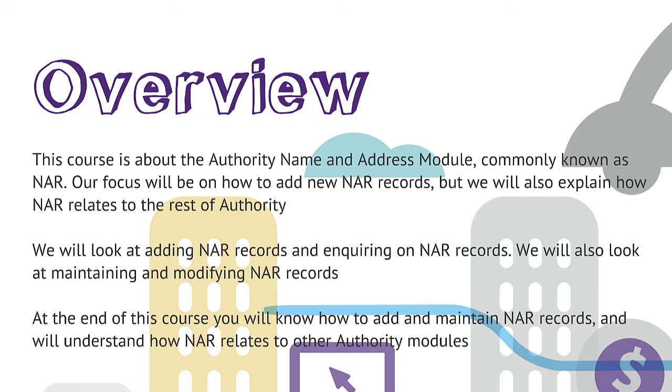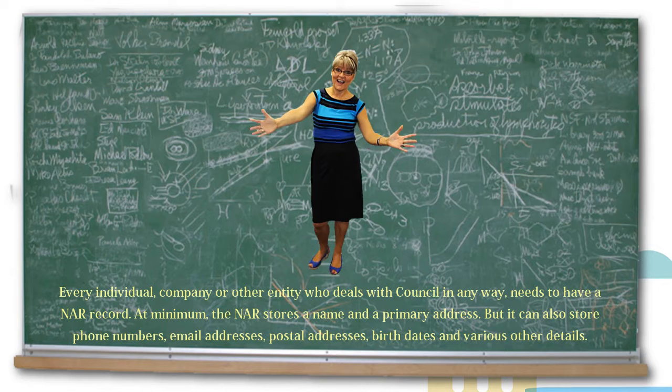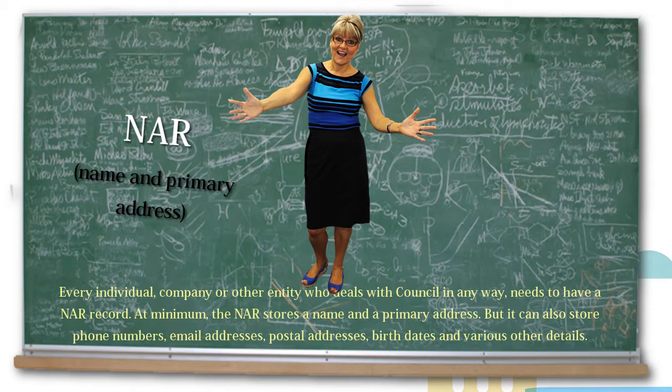At the end of this course, you will know how to add and maintain NAR records and will understand how NAR relates to other Authority modules. Every individual, company or other entity who deals with council in any way needs to have a NAR record. At minimum, the NAR stores a name and a primary address, but it can also store phone numbers, email addresses, postal addresses, birth dates and various other details.